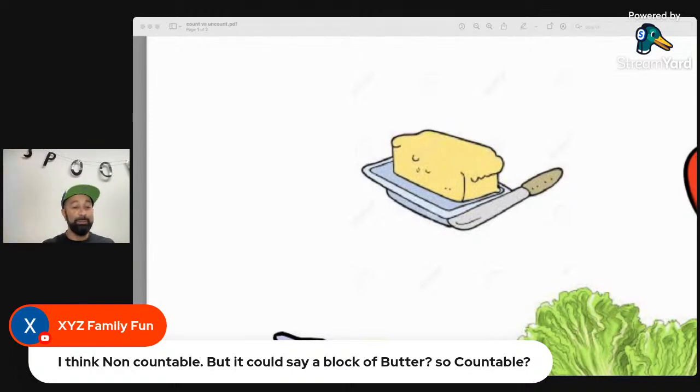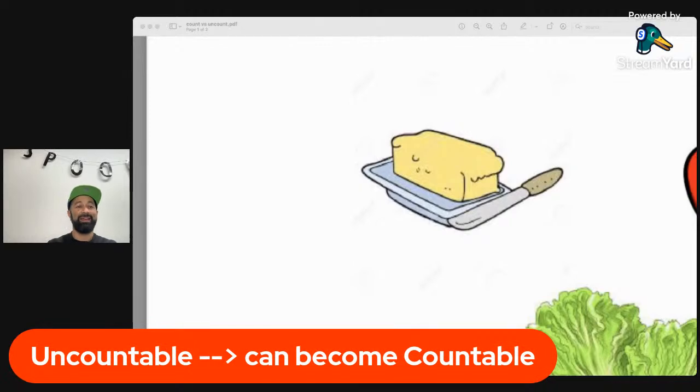So XYZ put a block of butter. Now, a block is countable. So we can count the block. So we say a block of butter. So again, one more time. Any uncountable noun can become countable, as long as you put a unit that we can count.